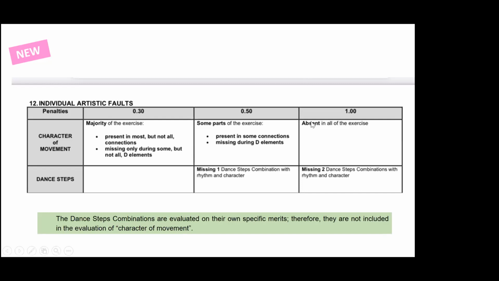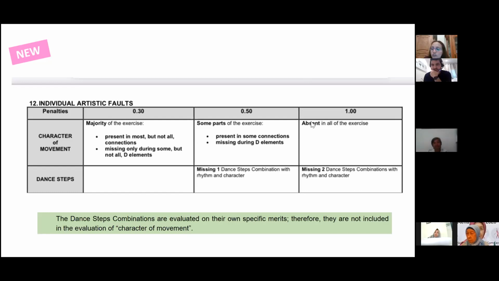For dance steps, they are evaluated separately. Aside from the character, they have their own penalties. So we have missing 1 dance step combination with rhythm and character, and we have missing 2 dance step combinations. So now the artistic judge is the one who is checking the dance steps.